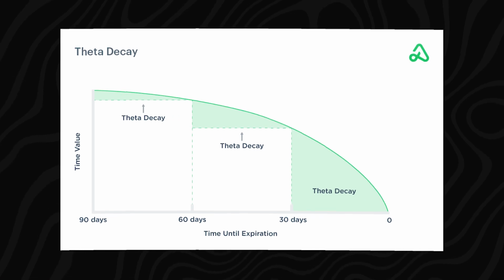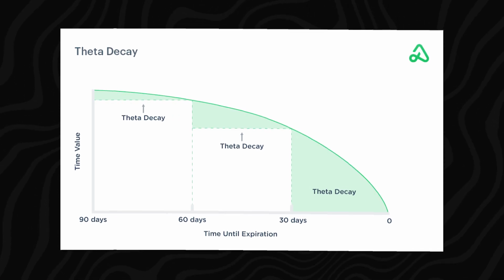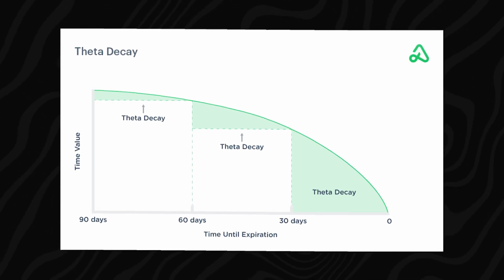And theta is the time. Time affects your option. Time erodes the pricing of your option. This is what is called theta decay. The closer it is to the expiration, the more time is going to eat away the premium of your option.